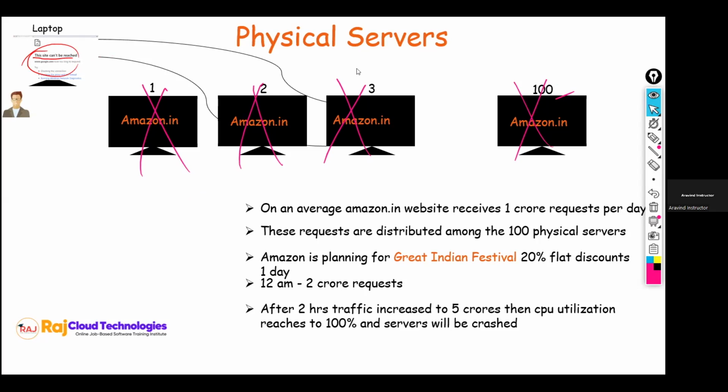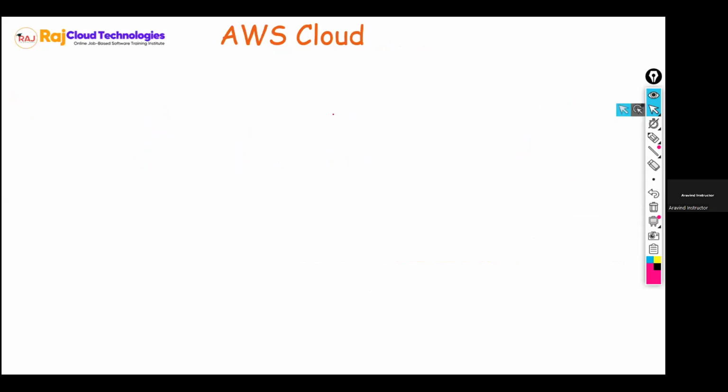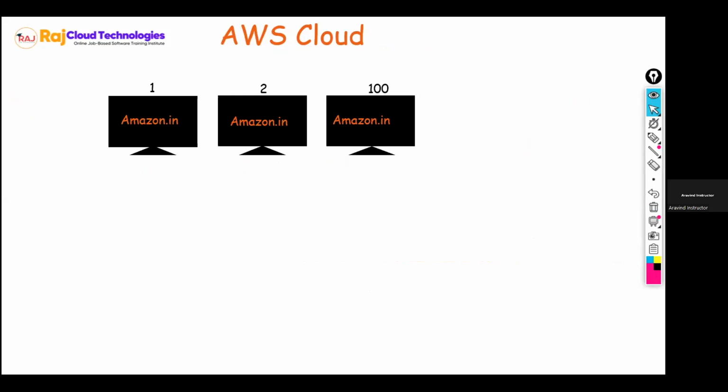If you run your applications on physical servers, you cannot achieve it. You cannot achieve your application running 24/7. So to address these issues, I'm launching 100 servers in AWS Cloud. I'm asking Amazon, can you launch 100 servers? So they are launching 100 servers, and in all these 100 servers, I'm deploying the Amazon.in application.